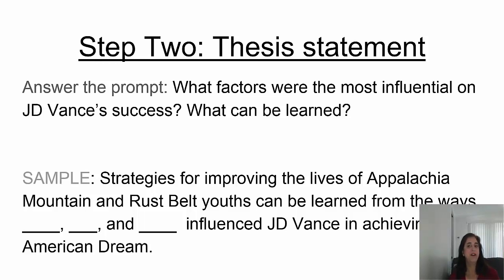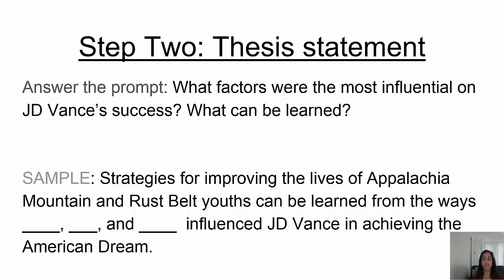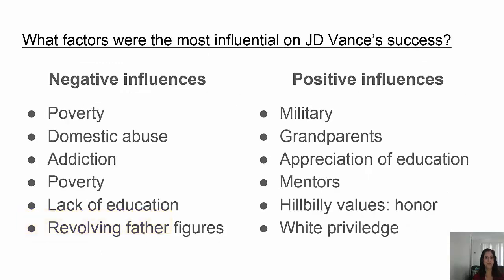So here's a sample. Strategies for improving the lives of Appalachian Mountain and Rust Belt youths can be learned from the ways blank, blank, and blank influenced JD Vance in achieving the American dream. And those blanks could be the influential factors. I'm not saying you need to use 3. Maybe it's 2, maybe it's 5. It's how you want to develop your essay.